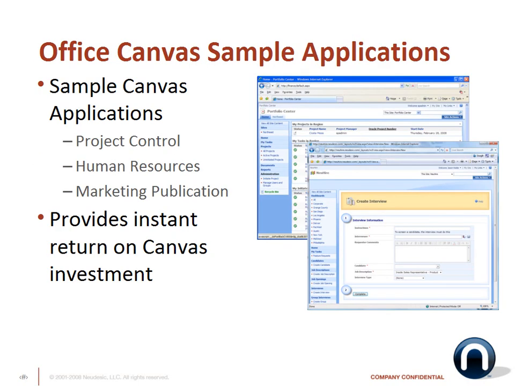Getting back into another component of Canvas, this concept of sample applications. Again, these are applications that are 80% complete, and in some situations they're 100% complete. We have sample applications around project control, human resource onboarding, and the ability to control marketing content and the publication of that content. We also have some medical records imaging workflows. So these are sample applications that you can take and leverage, or just use right out of the box. The goal here is to provide an instant return on your initial Canvas investment.